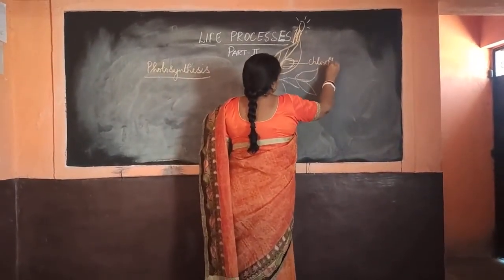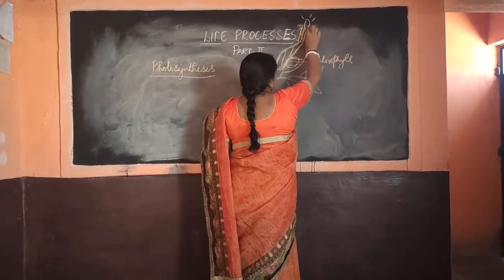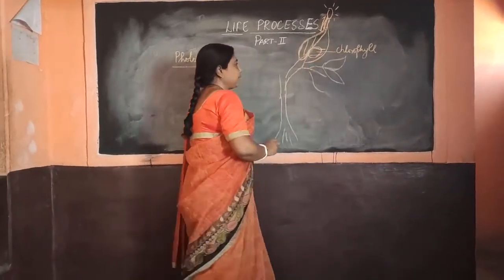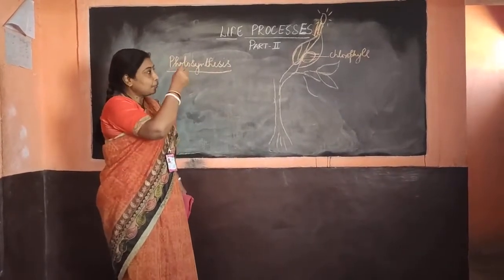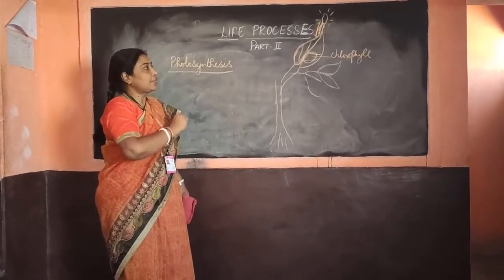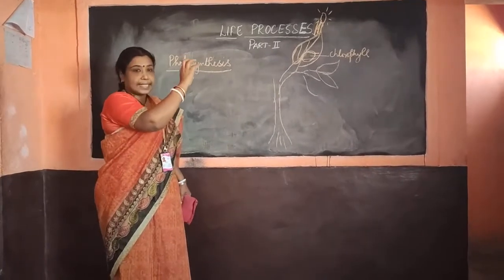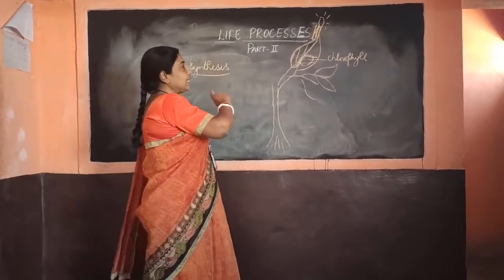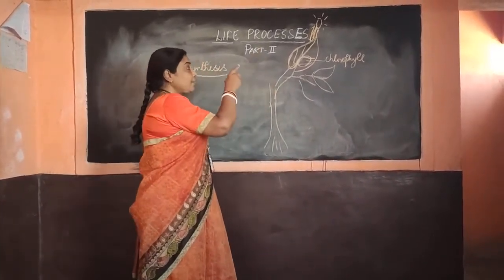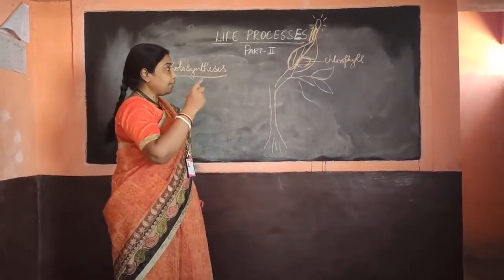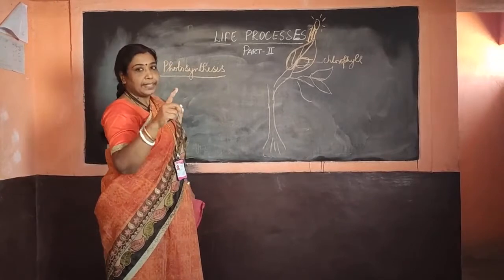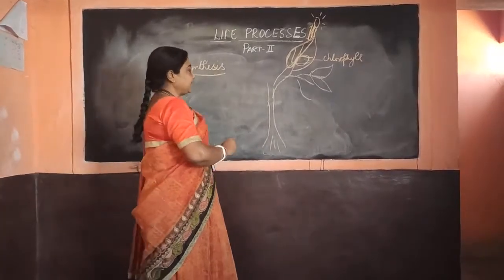Chlorophyll. So this sunlight will be trapped by whom? By chlorophyll. Trap means chlorophyll will be able to catch hold of it. That sunlight, solar light, will be converted into chemical energy. That solar energy will be converted into chemical energy.